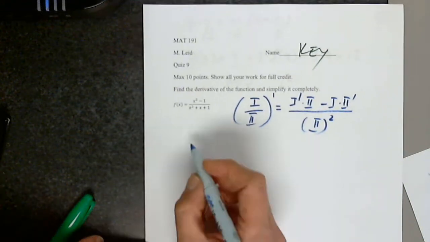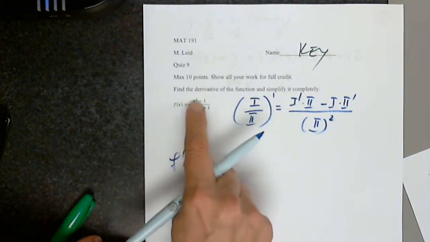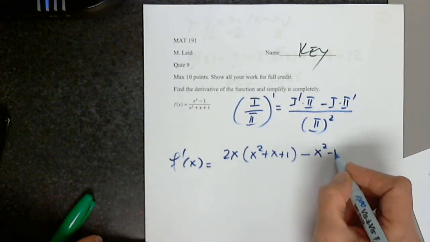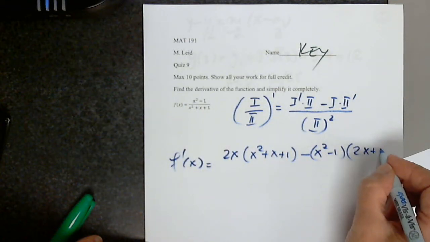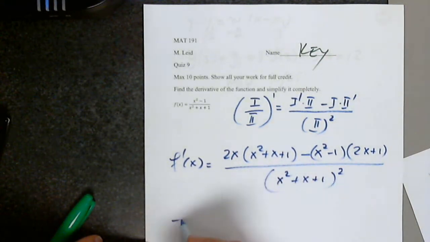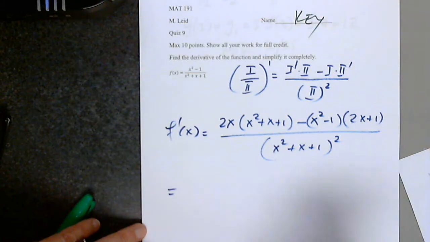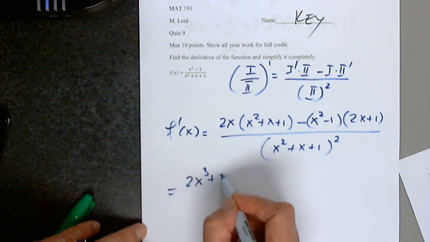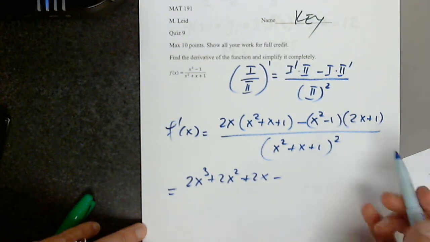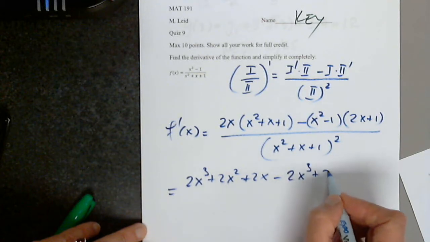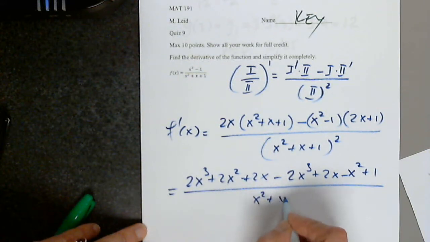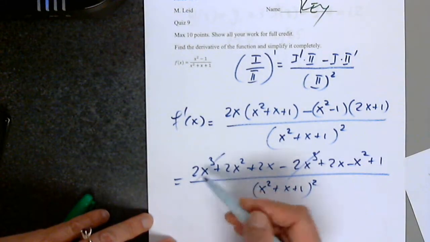Okay? So if you're using this sequence, then the top prime is 2x times the denominator minus the top times the denominator prime, which is 2x plus 1. Use the one you are used to, use the one you like. I don't really have a say in this. So I will distribute: 2x cubed plus 2x squared plus 2x minus 2x cubed plus 2x minus x squared plus 1, over (x squared plus x plus 1) squared. These two go away.